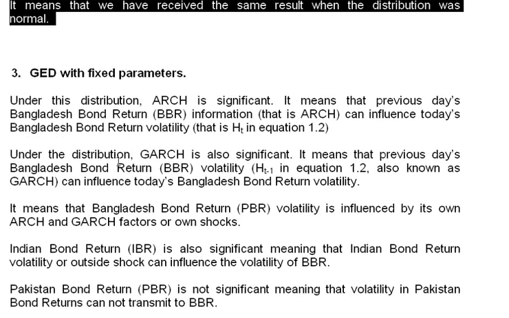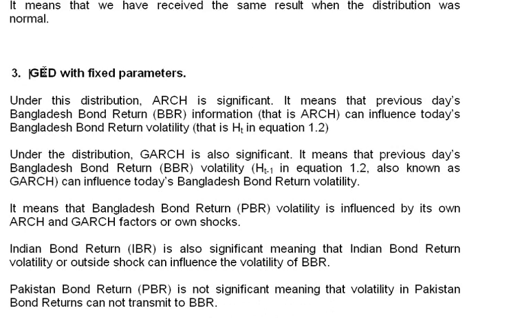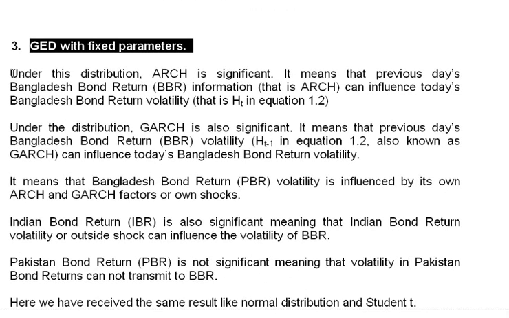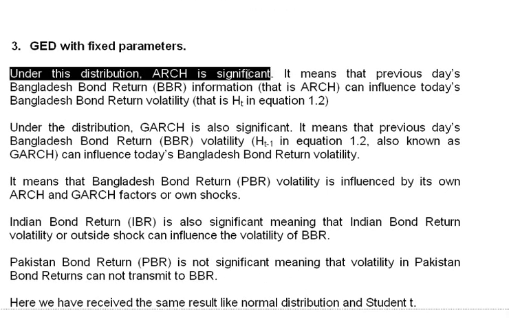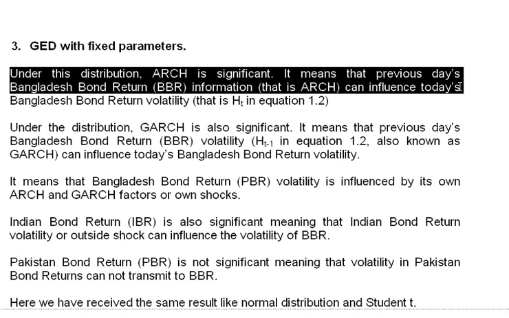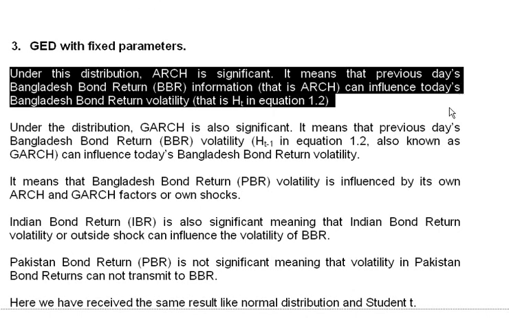Okay, then the third distribution, GED with fixed parameters. What is it? Under this distribution, ARCH is significant. So here ARCH is also significant. It means that previous days' Bangladesh bond return information can influence today's Bangladesh bond return volatility, that is HT in equation 1.2. So the result is as before.